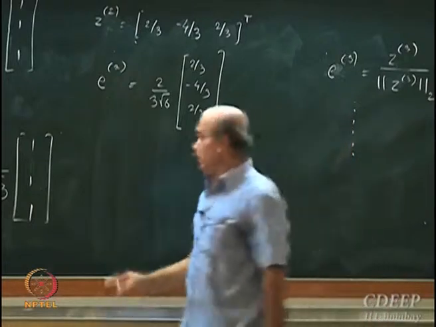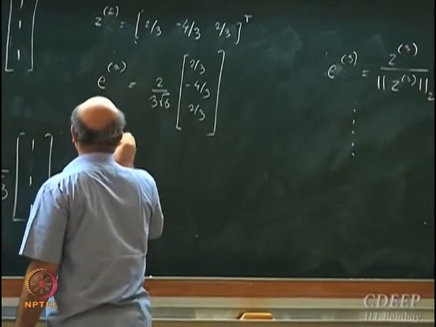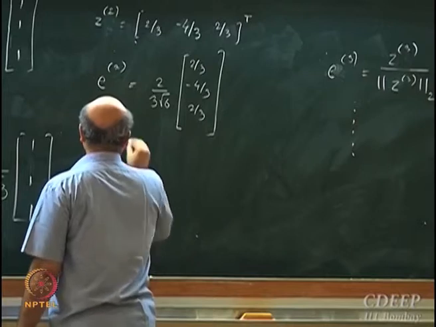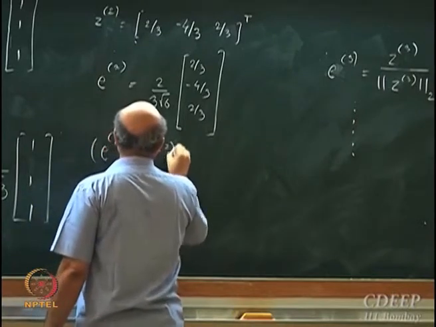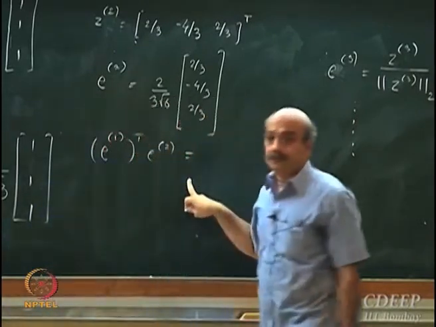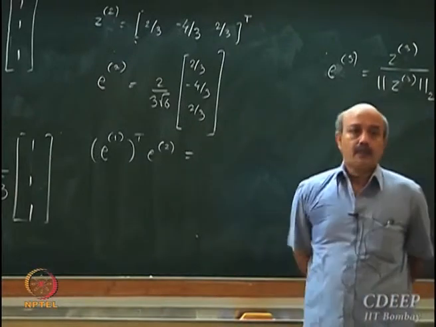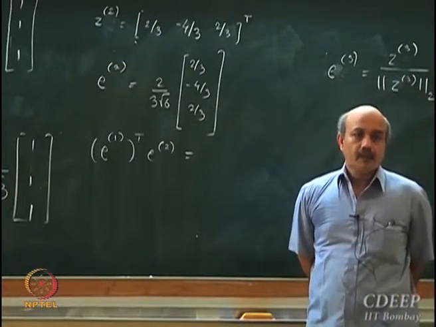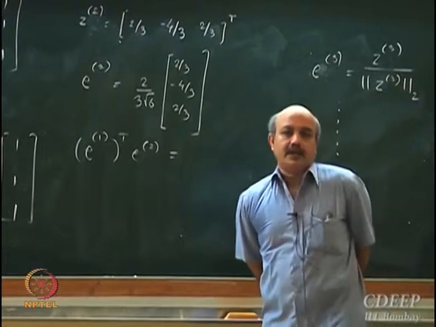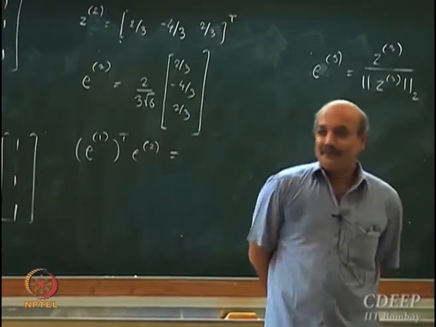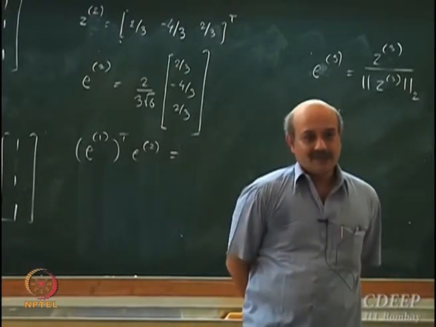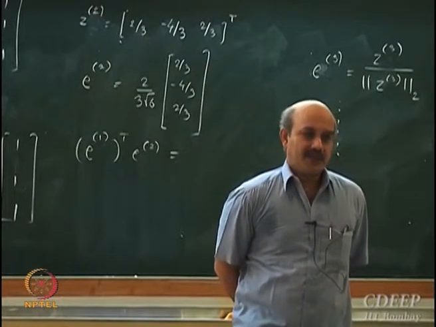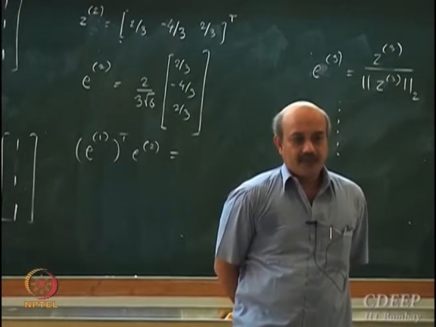Just check whether E1 and E2 are orthogonal. If you do E1 transpose E2, what do you get? Do you get 0? If you don't get 0, you have made a calculation error. You must get a 0 here if you take this inner product.